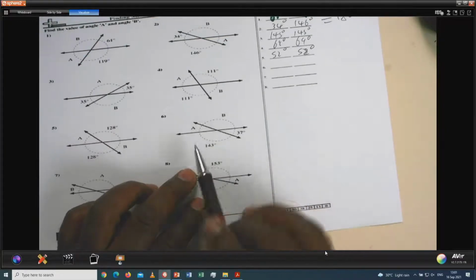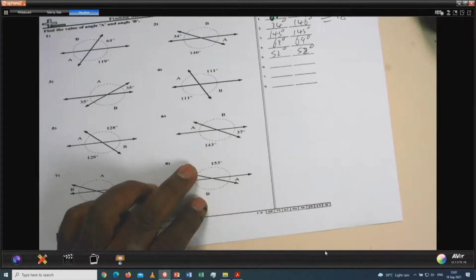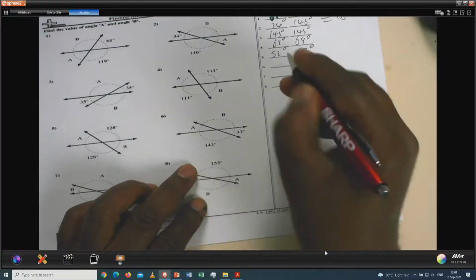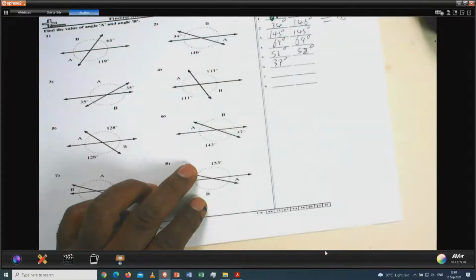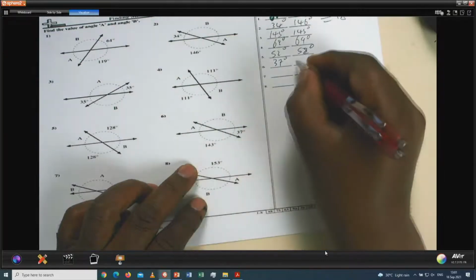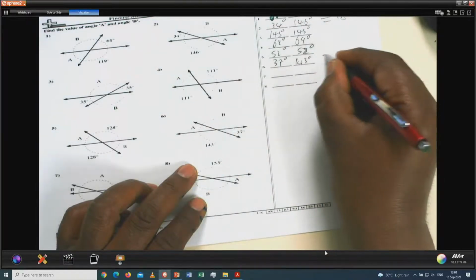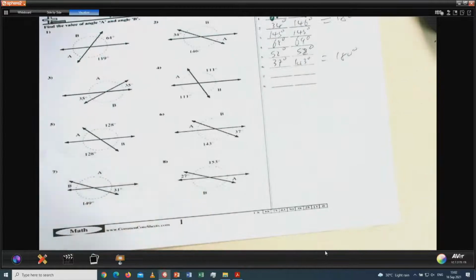What is the situation in question 6? Straight line, 118. Do you have vertical opposite? Yes, vertical opposite. A is vertical opposite to 37 degrees, therefore equals 37 degrees. B is vertical opposite to 143, therefore equals 143 degrees, which would give you 118.